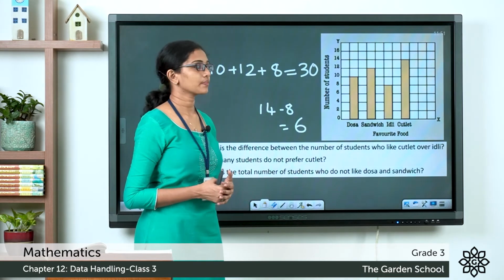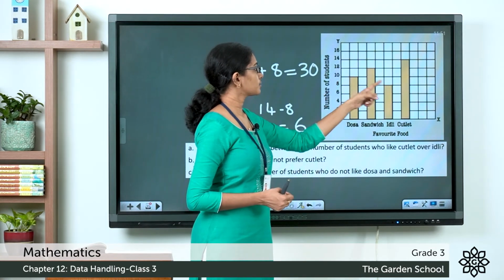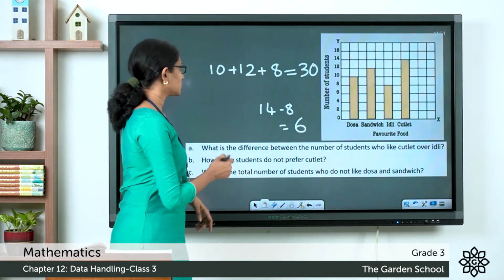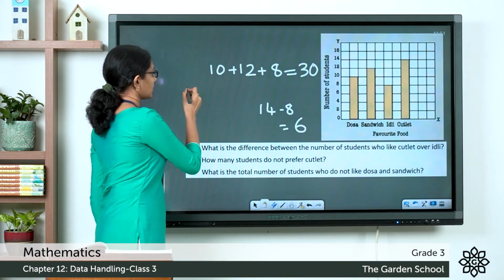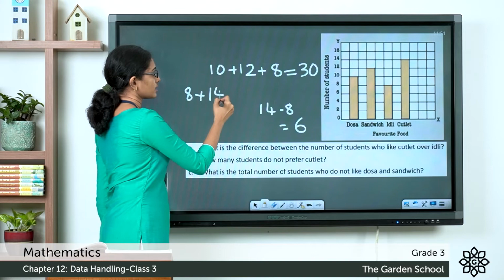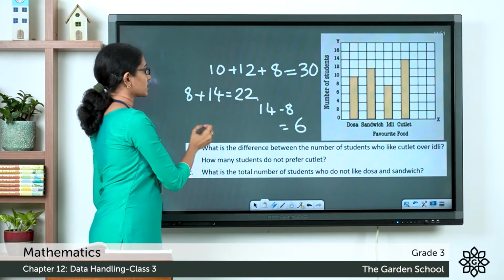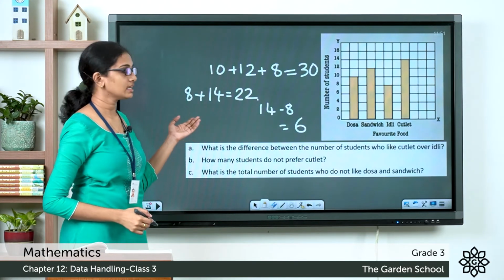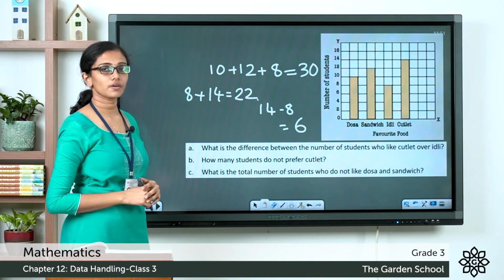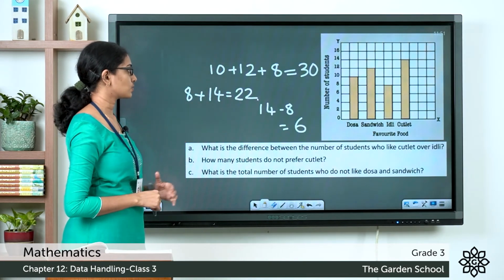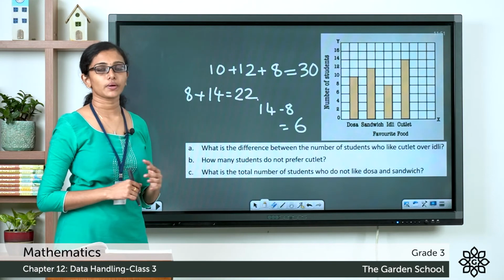So what is the sum? That is 8 plus this 14. What is 8 plus 14? 8 plus 14 is equal to 22. That is the number of students who like idli as their favorite food plus the number of students who like cutlet as their favorite food, and the total number is 22.